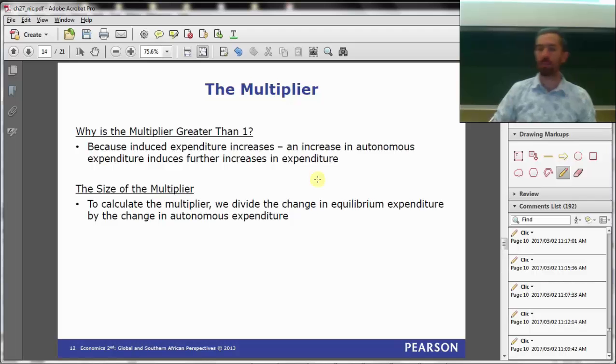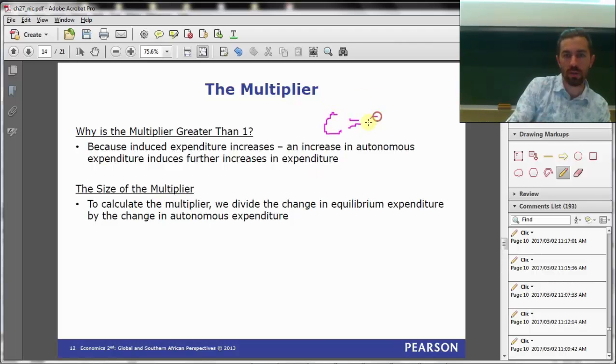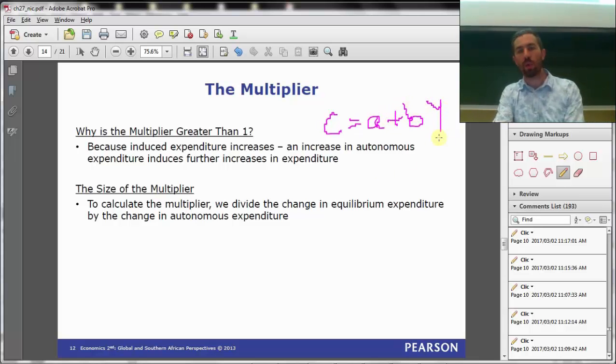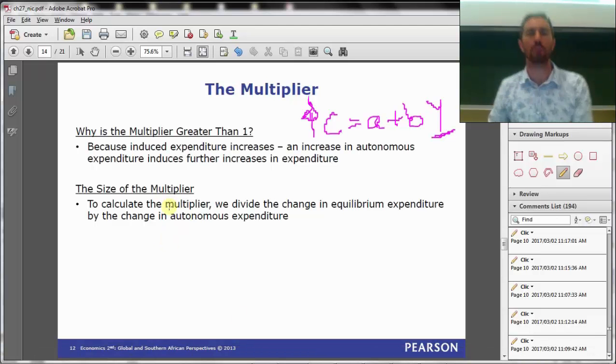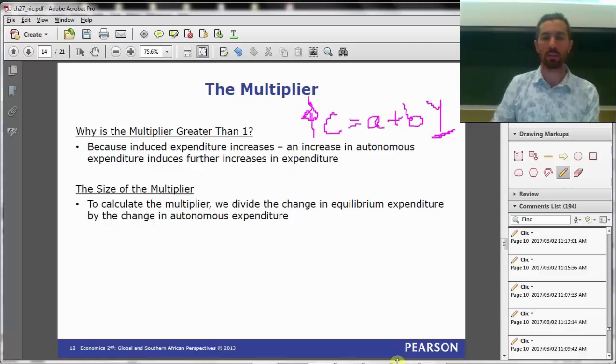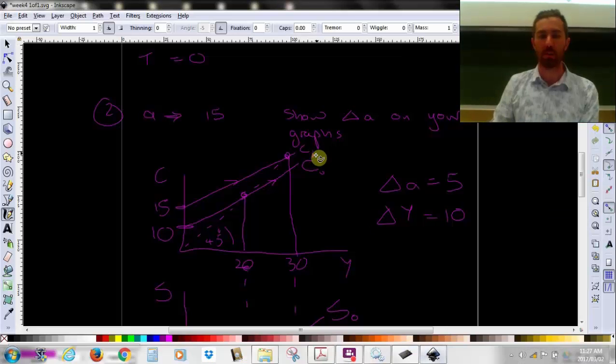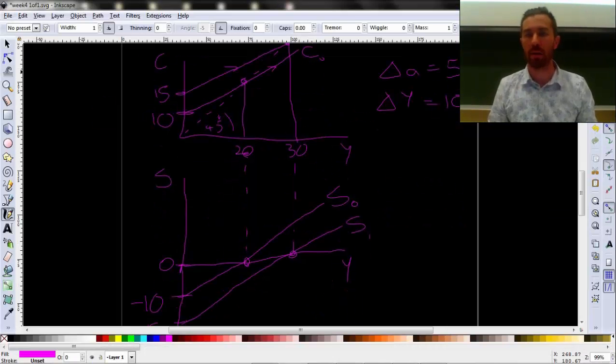Right? So this is going to look dreadful, but remember, C equals A plus BY. So when Y increases, C increases. But when C increases, Y increases. Right, so then we want to calculate something called the multiplier. How does the multiplier work? Let's do this in a bigger space.